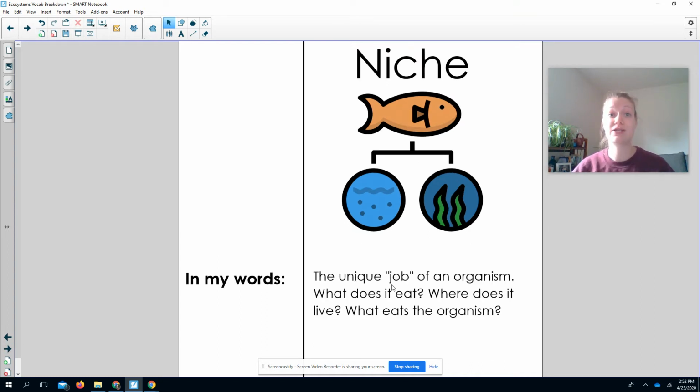In my words, you could say that a niche is the unique job of an organism. What does it eat? Where does it live? What eats it? And it's not just necessarily one of the fish, one organism, it's the whole species of this type of fish. So what are all yellowfish living in? What do all yellowfish eat? What animal eats the yellowfish?